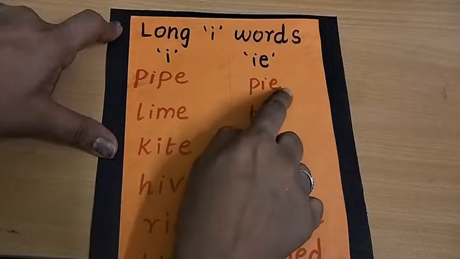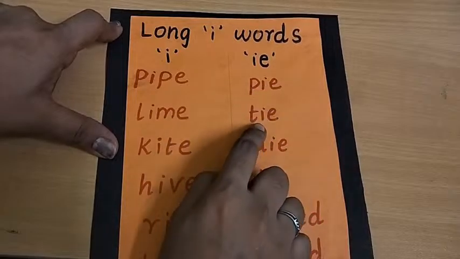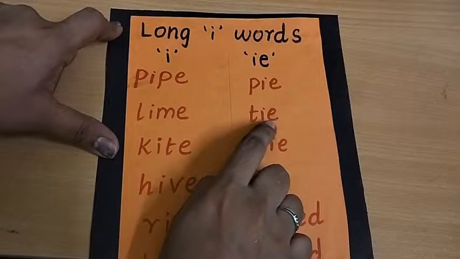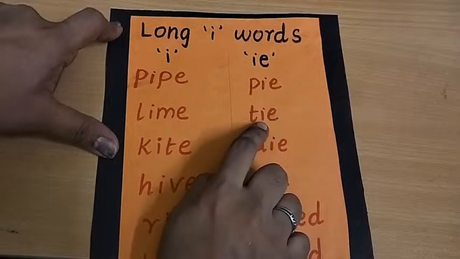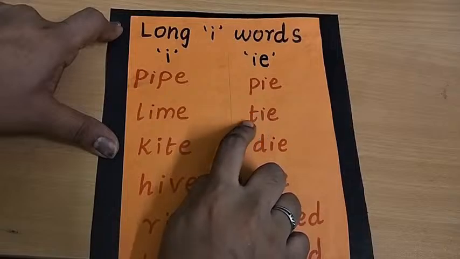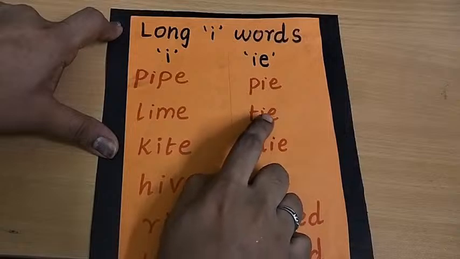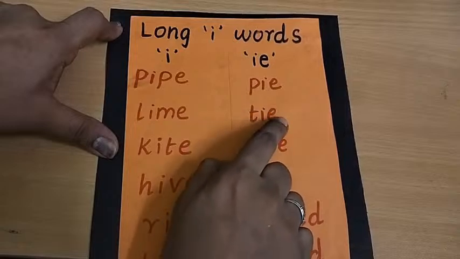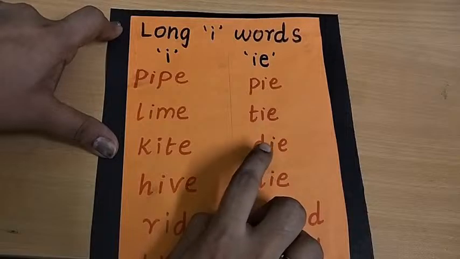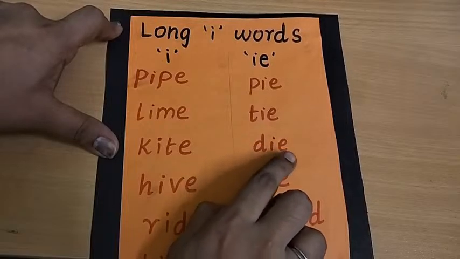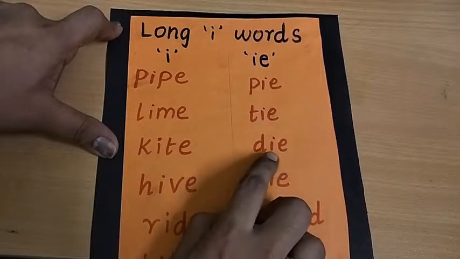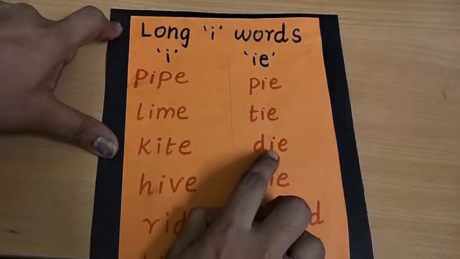Okay. The second word, T-I-E. Here also you have the same case, that is you have to take the actual sound of the first vowel, that is T-I. Tie. The next one is D-I-E. Okay. So the same case you are having here. So you have to take the actual sound of this first vowel.